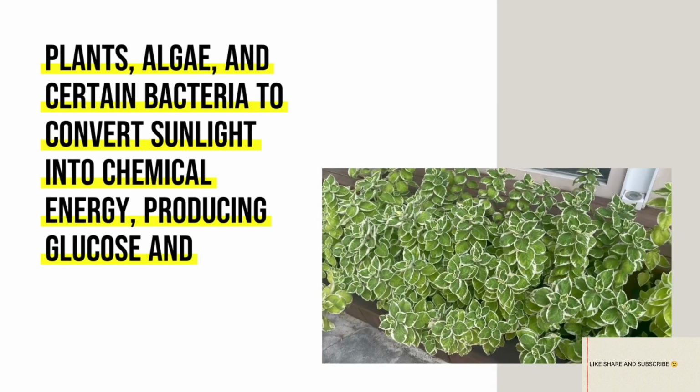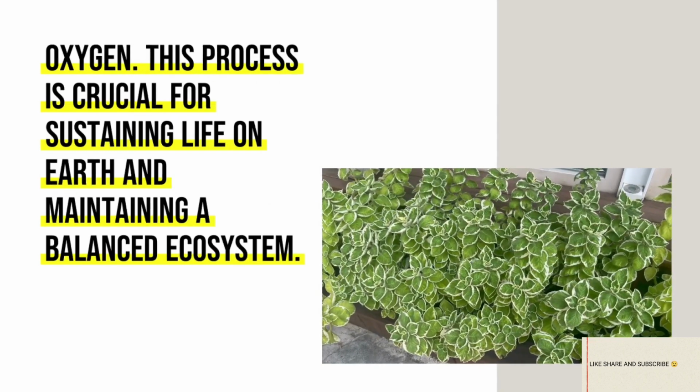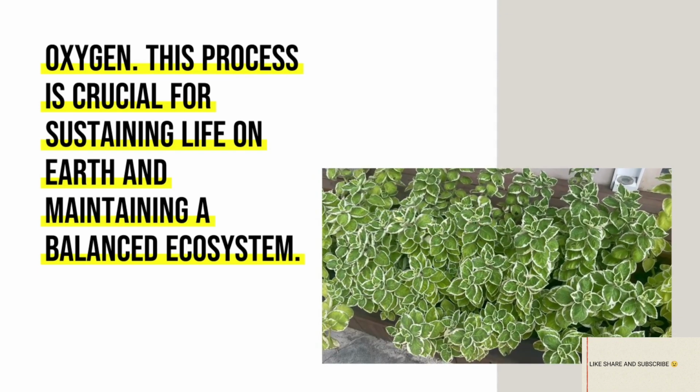In summary, photosynthesis is a complex process that enables plants, algae, and certain bacteria to convert sunlight into chemical energy, producing glucose and oxygen. This process is crucial for sustaining life on Earth and maintaining a balanced ecosystem.